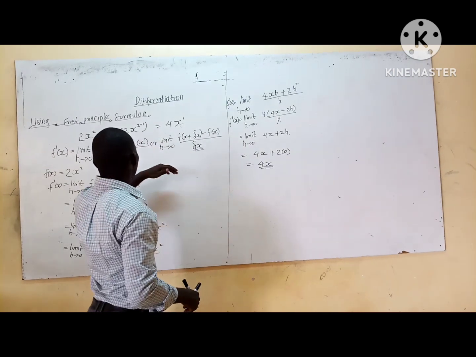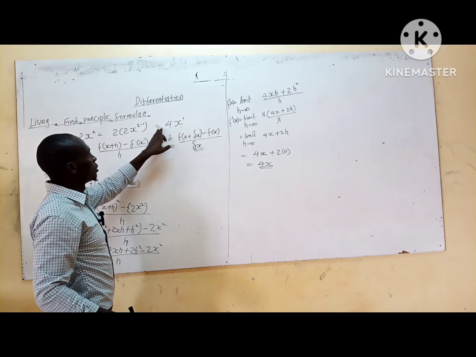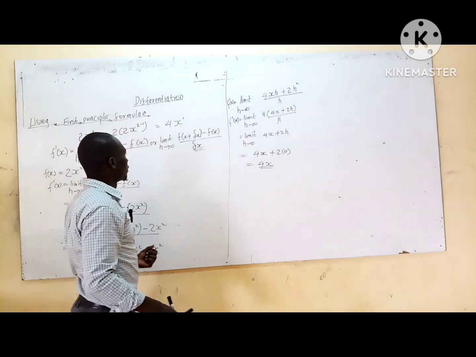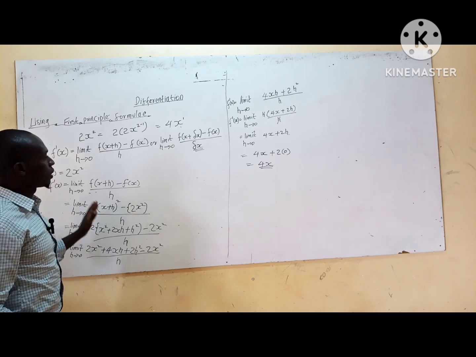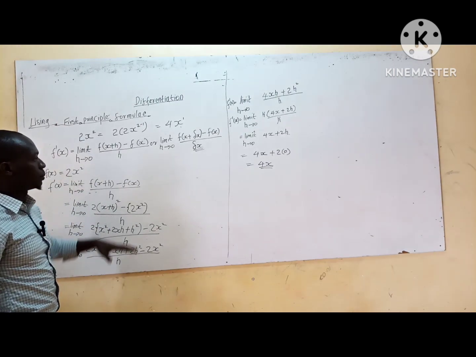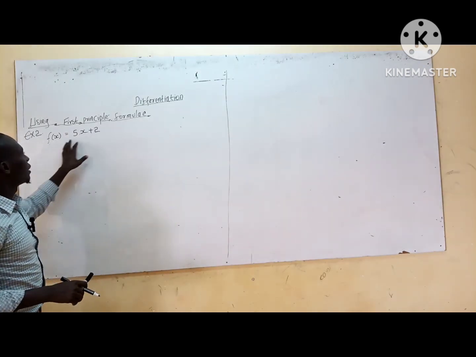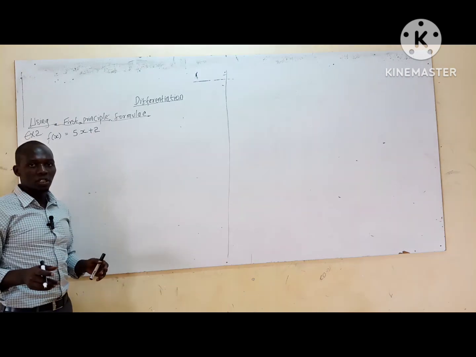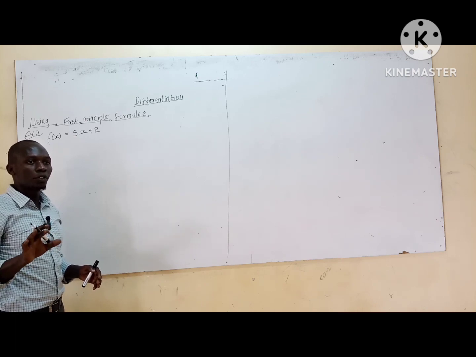Now let us check what we did in our normal differentiation. You will find that this one and this one are equal, and that is our answer. So this is carrying out differentiation using the first principle. Using the first principle formula, find the derivative of this function. By that, what you need to understand is the first principle formula.